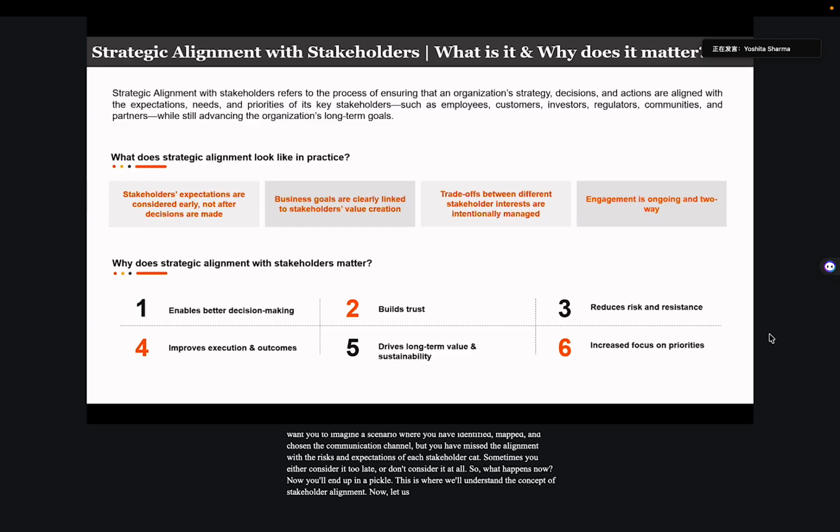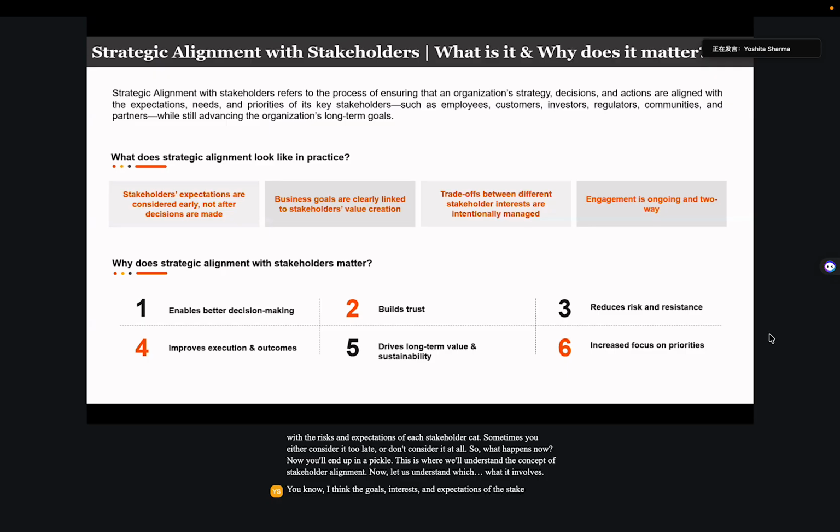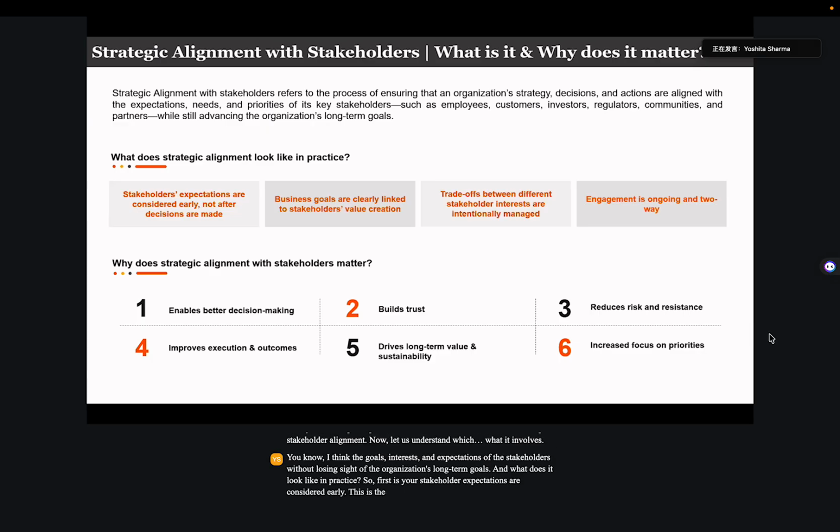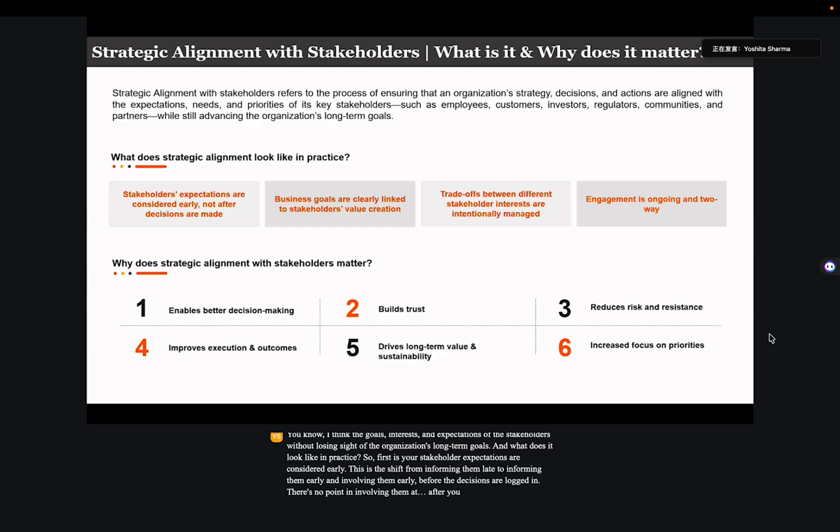Now, let us understand what it involves: uniting the goals, interests, and expectations of the stakeholders without losing sight of the organization's long-term goals. And what does it look like in practice? So, first is your stakeholder expectations are considered early. This is the shift from informing them late to informing them early and involving them early before the decisions are locked in. There's no point in involving them after you have made up the decisions. It is only imposing the decisions and not involving them at all. So, this will also prevent resistance at the later stage.